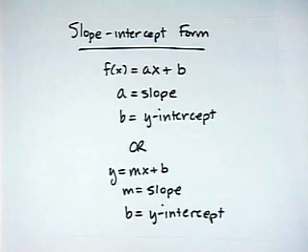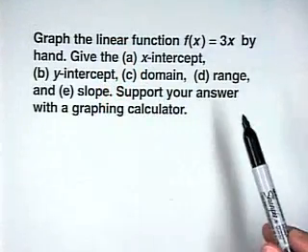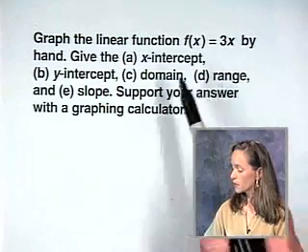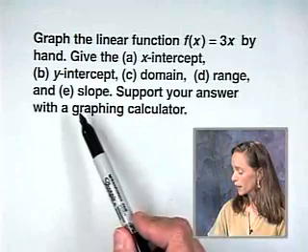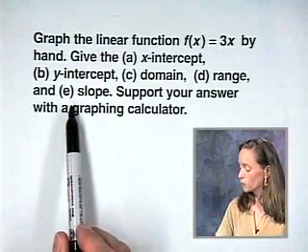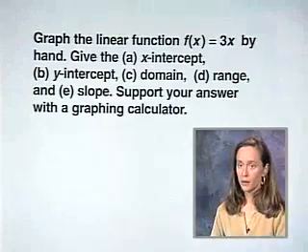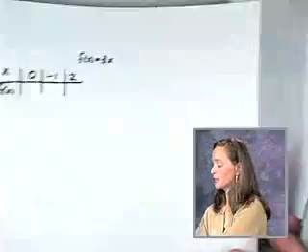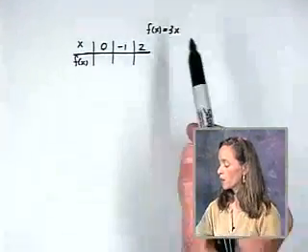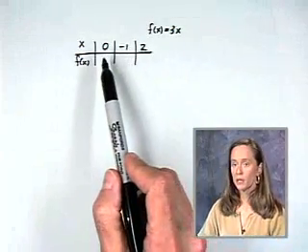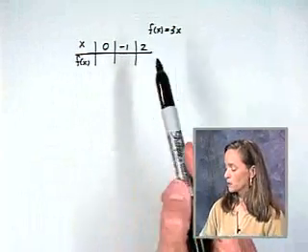Let's use this form of the equation of a line and work through an example. Here's what we're going to do. Again, we will graph a linear function by hand, this time f of x equals 3x. We'll give the x-intercept, y-intercept, domain, and range, and in addition to that, we'll find the slope of the line. When we're done, we will support our answer with the graphing calculator. To graph by hand, we need 3 ordered pairs. Our line is the line f of x equals 3x. This time in our table, let's use 0 for x, then -1, then 2.